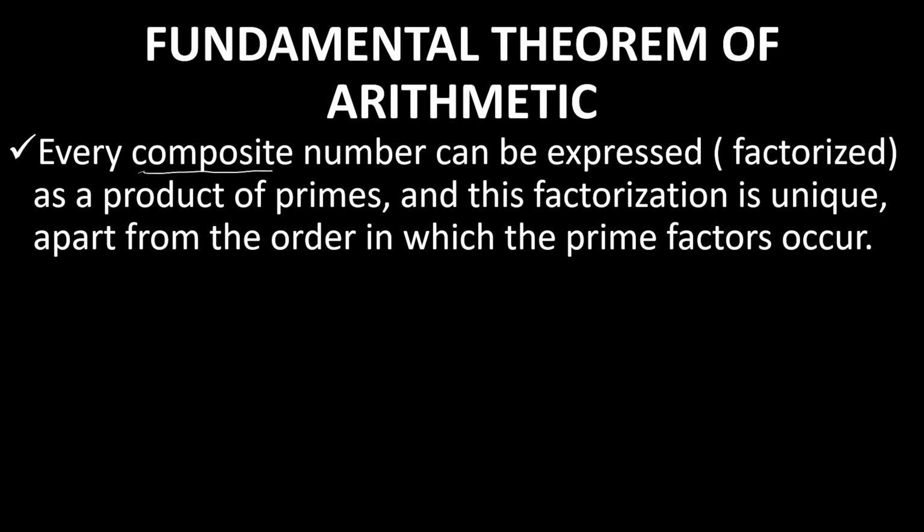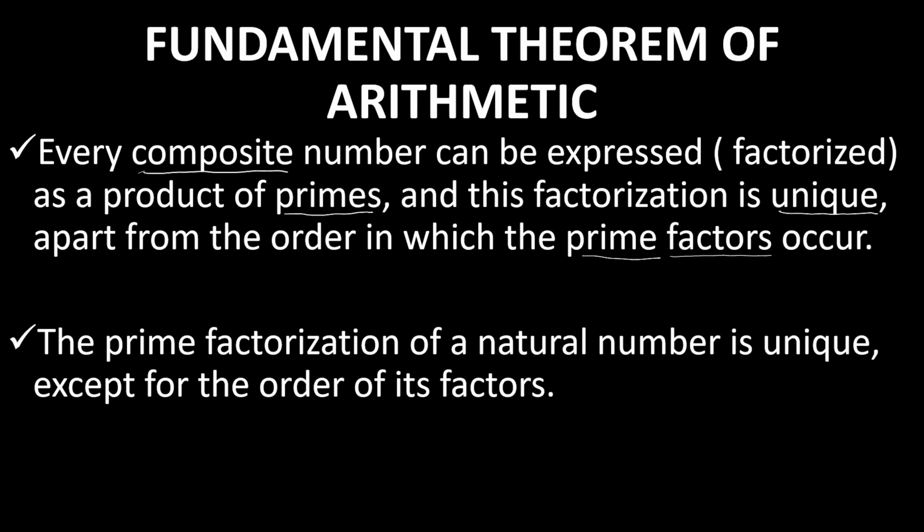Now, let's go through the fundamental theorem of arithmetic. Its statement is: every composite number can be expressed or factorized as a product of primes. Here, primes indicates prime numbers. And this factorization is unique, apart from the order in which the prime factors occur. So simply, if you have a composite number, you can write it in the form of prime factors, and this prime factorization will always be unique no matter the order of those prime factors.